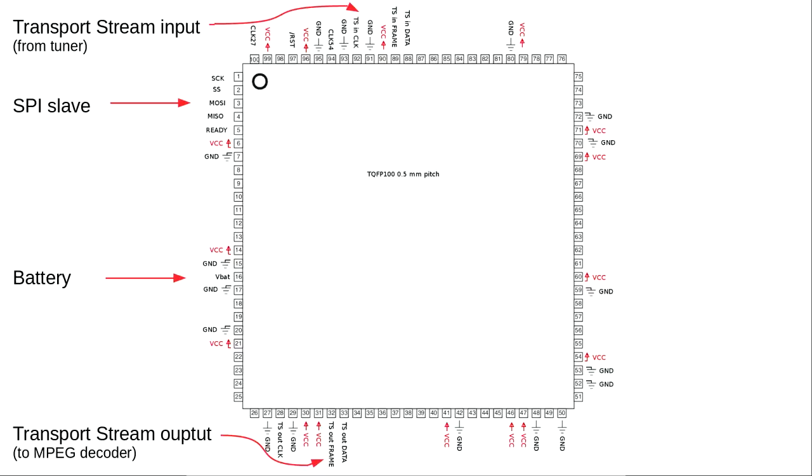There's a serial transport stream input on pins 88 to 92, which receives the data from the demodulator. And there's a serial transport stream output on pins 28 to 33, which sends the decrypted transport stream from the ACP to the MPEG decoder to be output to the TV.